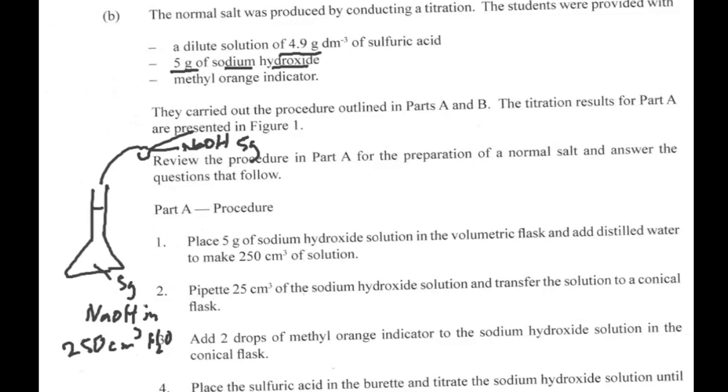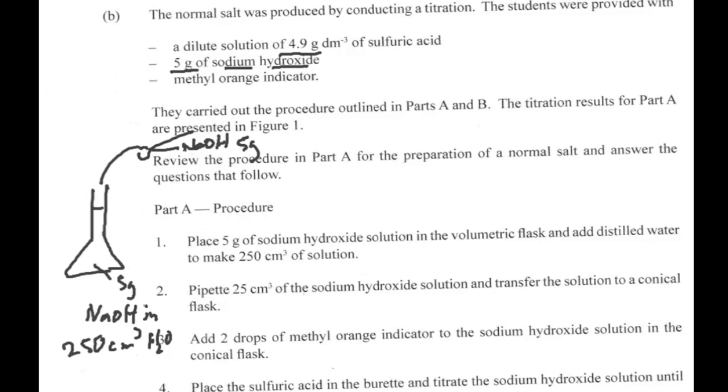Step 4, place the sulfuric acid in the burette, pour it carefully, and titrate the sodium hydroxide solution until the endpoint is reached. Step 5, repeat steps 2 to 4 until consistent results are obtained. And consistent results are normally titer volumes, consecutive titer volumes that do not differ by more than 0.1 cm³.